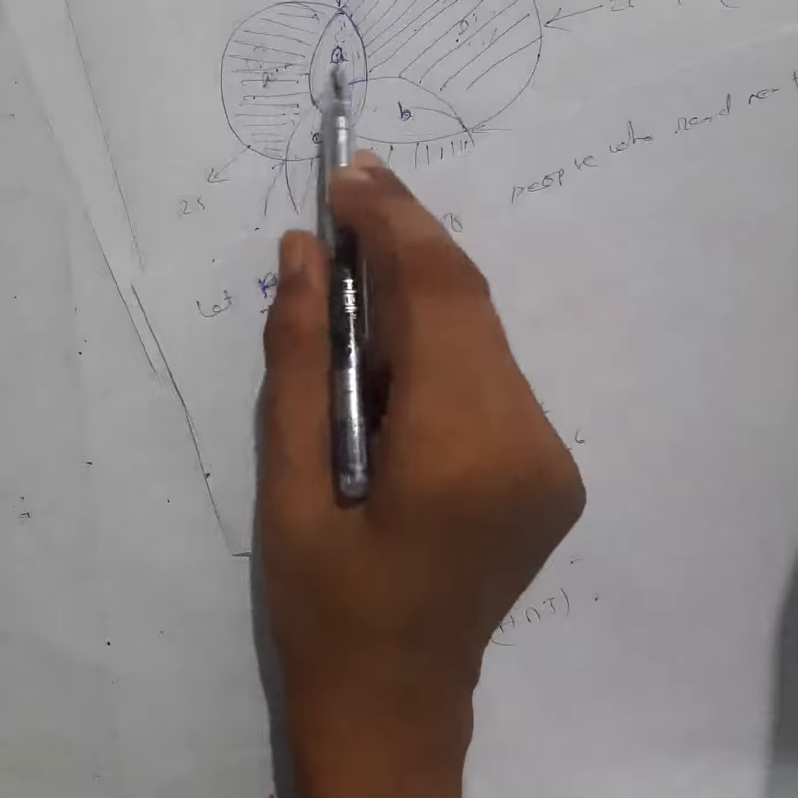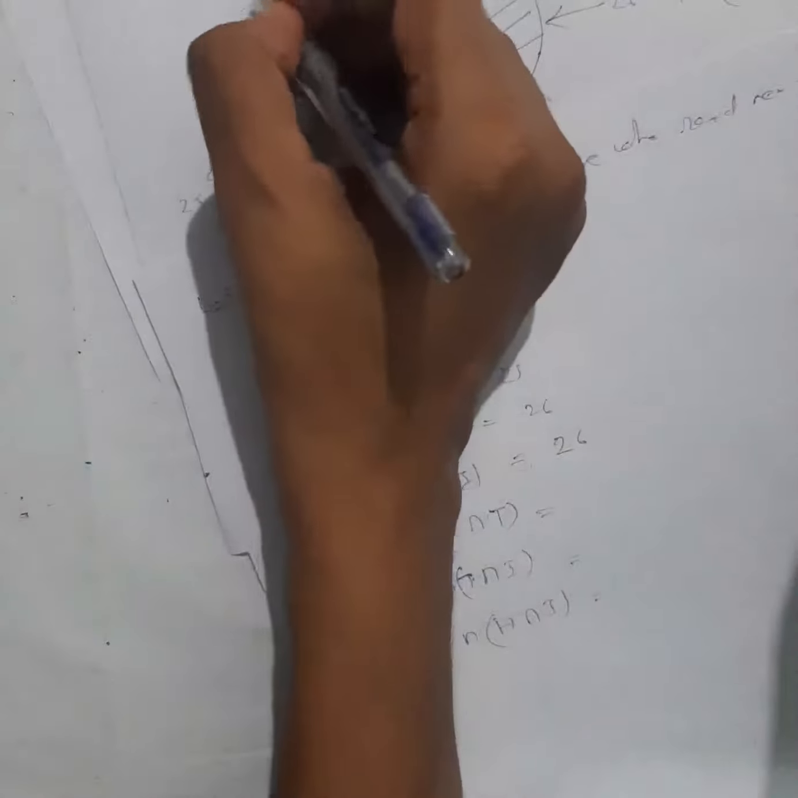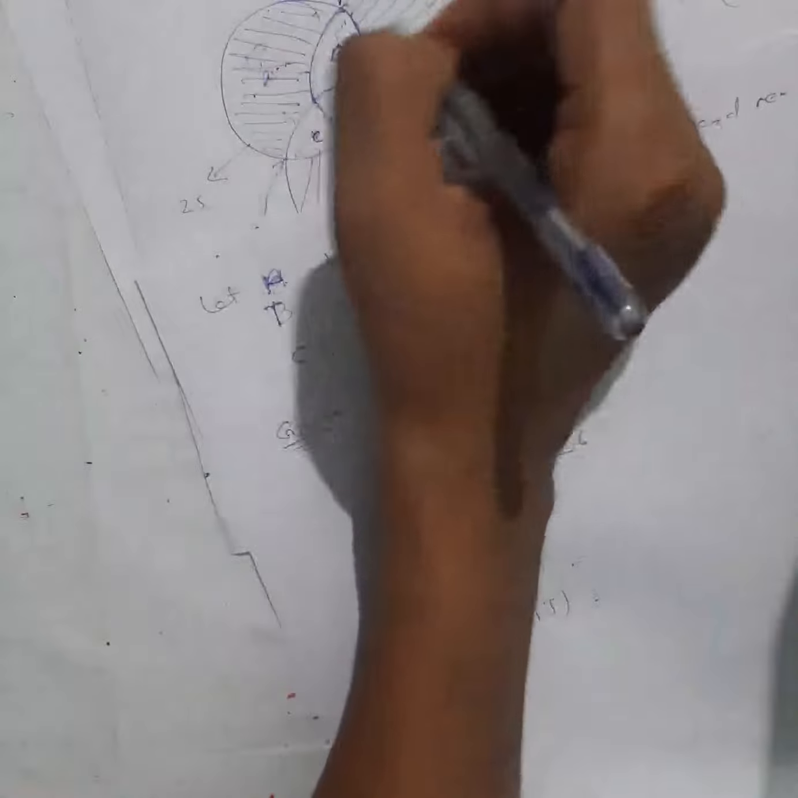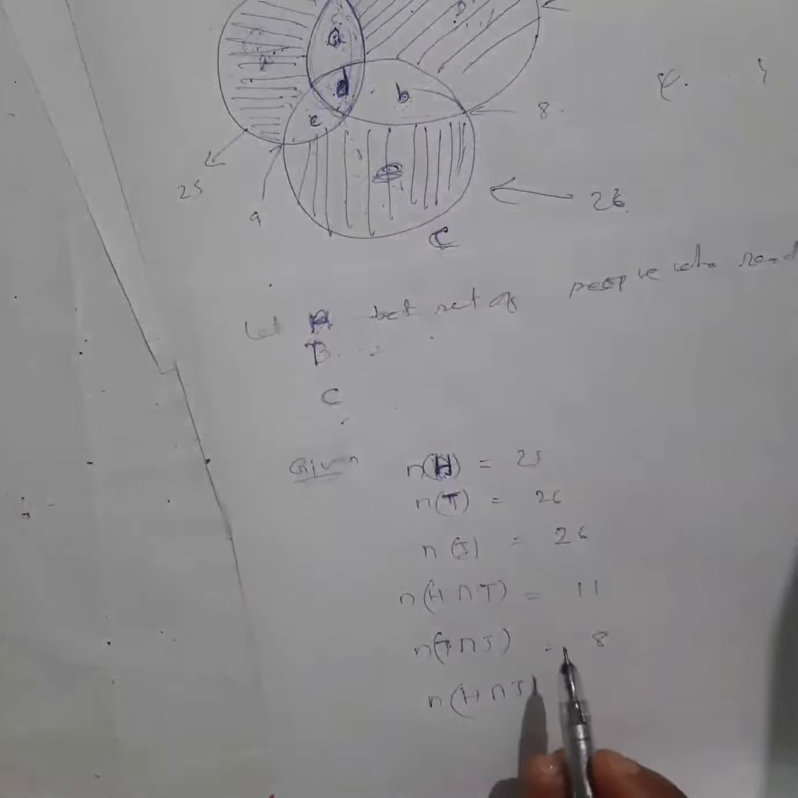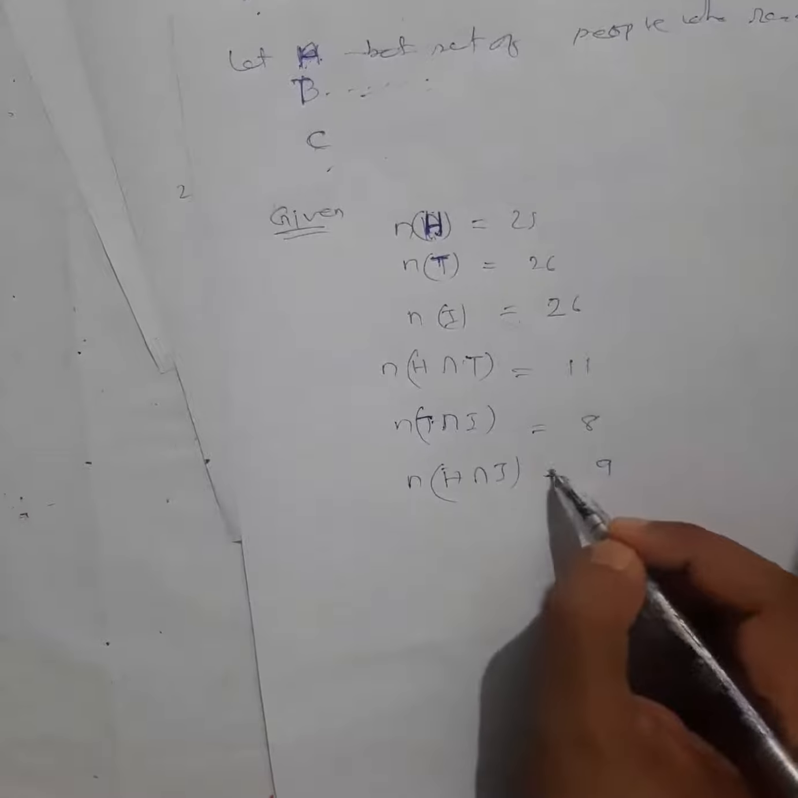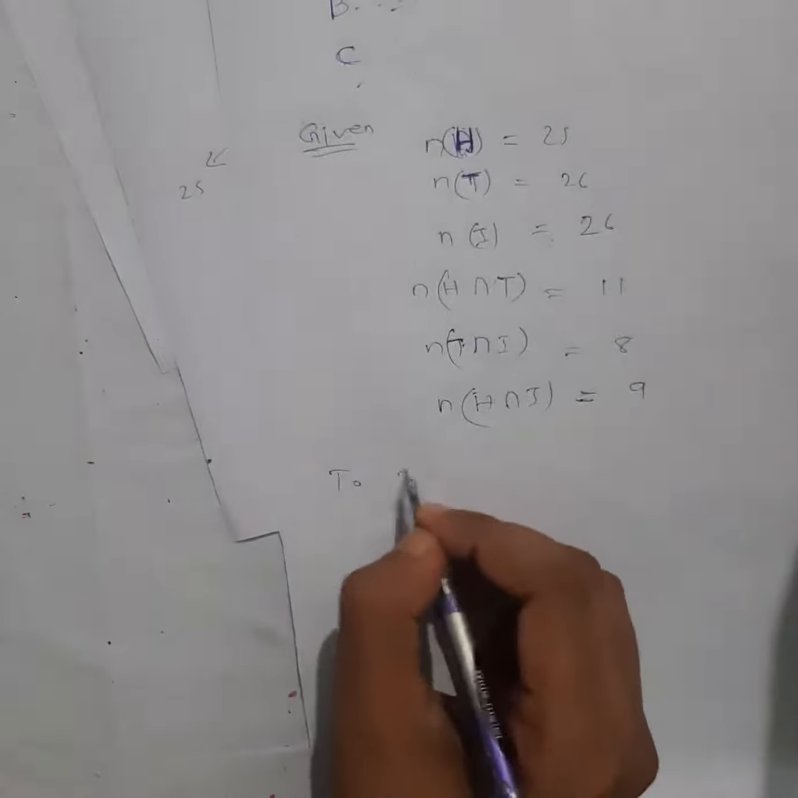Right? This was H. This was T. So H and T, how many it was? H and T, 11 it was. T and I, 8 it was, right? And H and I, it was 9. So this is given.